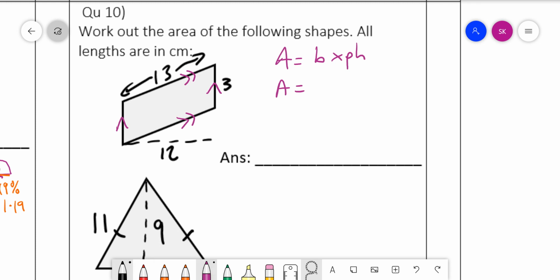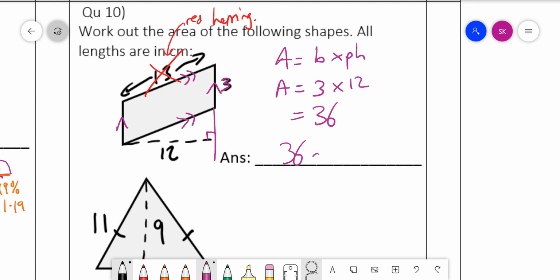I'm going to call the base 3. And the one that's perpendicular to it, if I extended it out, would be this one here, 12. Making the red herring this 13 over here. So area equals 3 times 12, which is 36. And remember, guys, area, you've got to be giving square units. So it's 36 centimeters squared. If you missed the red herring or you fell for the trap, then make a note now.